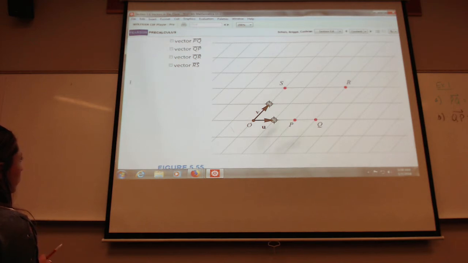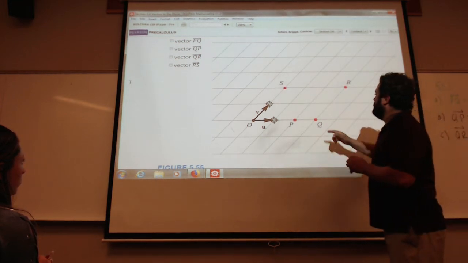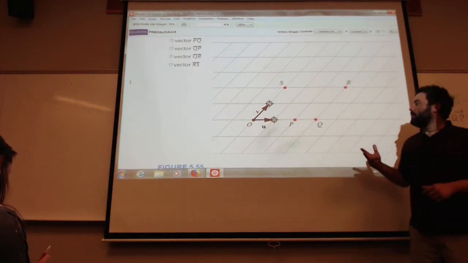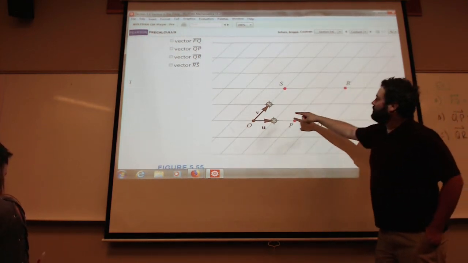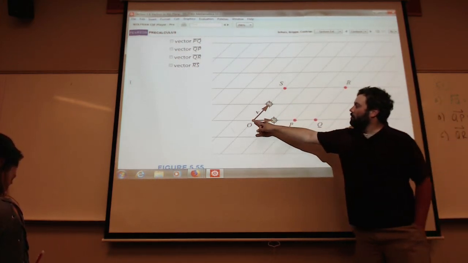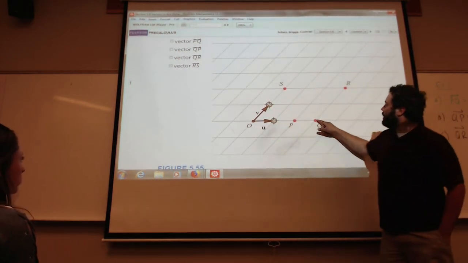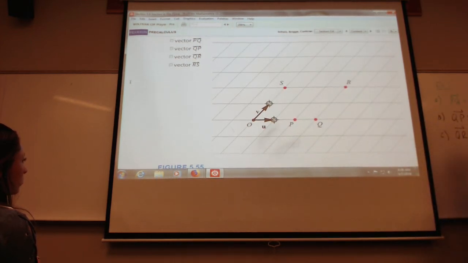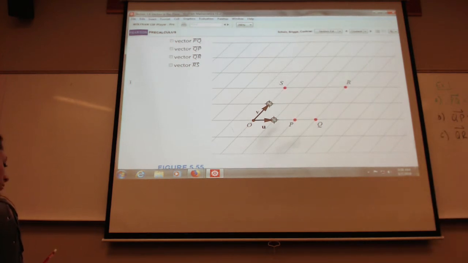What if I want to do QR? Okay, so going from Q to R, you said it should be 2v, right? Because we're going in the same direction, on one of these little grid lines. And instead of going 1 unit for v, I'm going 2 units to get from Q to R. So everybody said, oops, I forgot my vector arrows. Okay, so that's 2v.